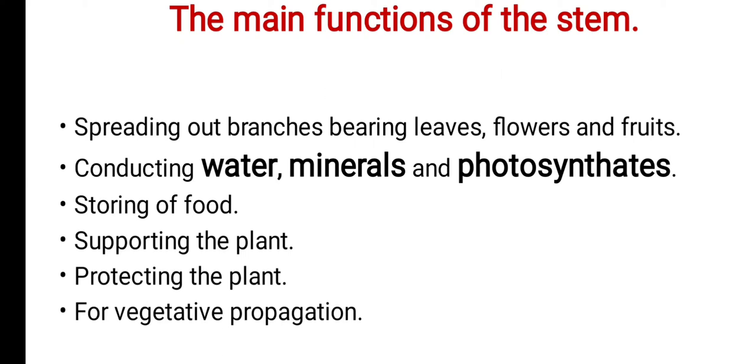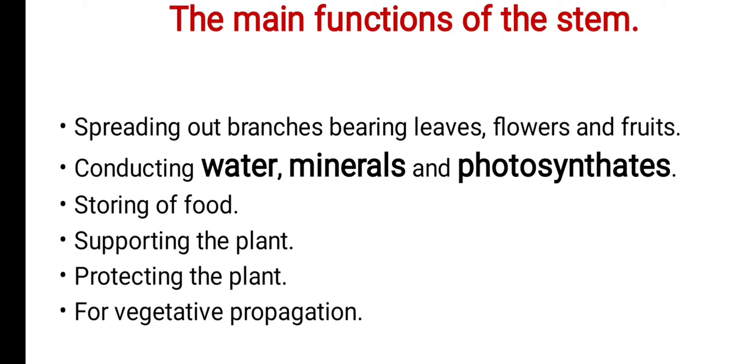The third one is storing of food. In some cases, food is also stored in the stems. For example, in the case of sugarcane, we consume the stem part of the plant. Fourth function is supporting the plant. As the root props the plant, the stem supports the plant. Fifth one, protecting the plant. If the stem is not so strong, due to wind and other factors, the plant may get broken. So, the stem also protects the plant.